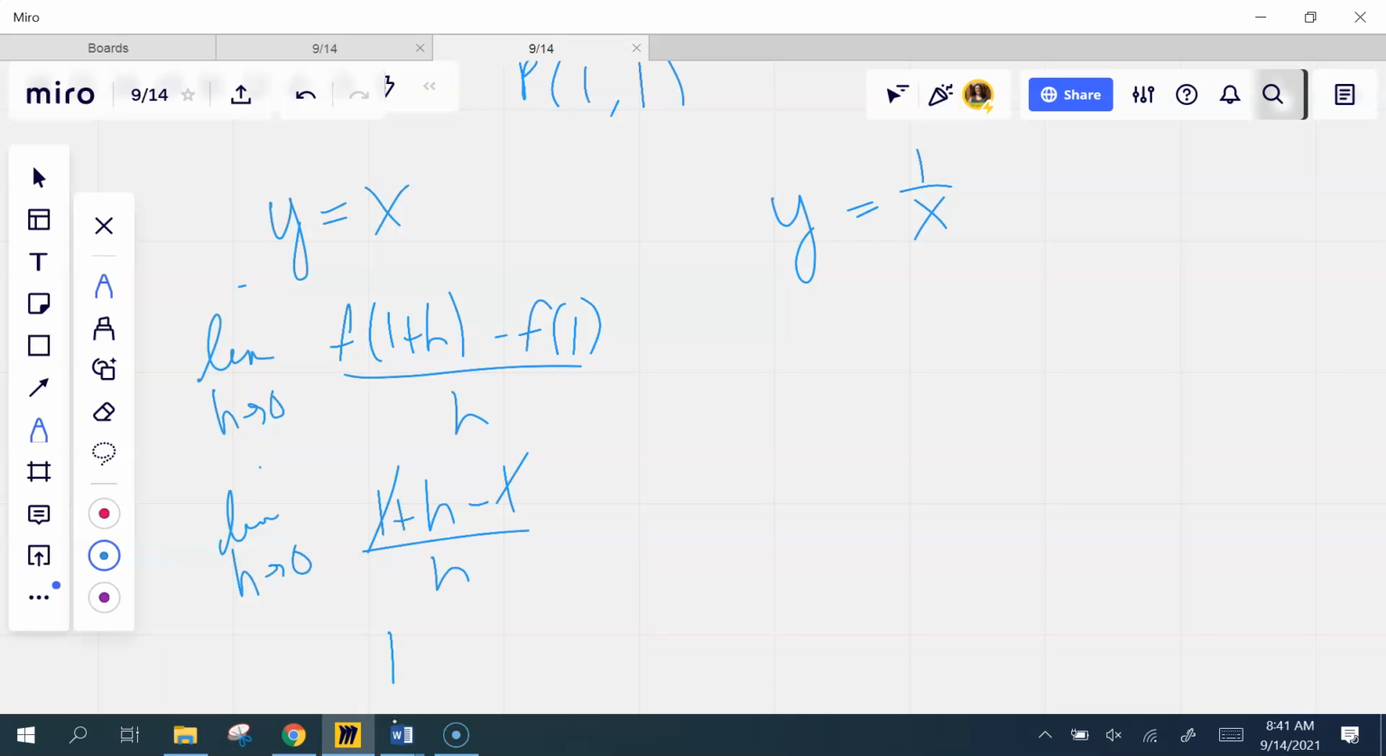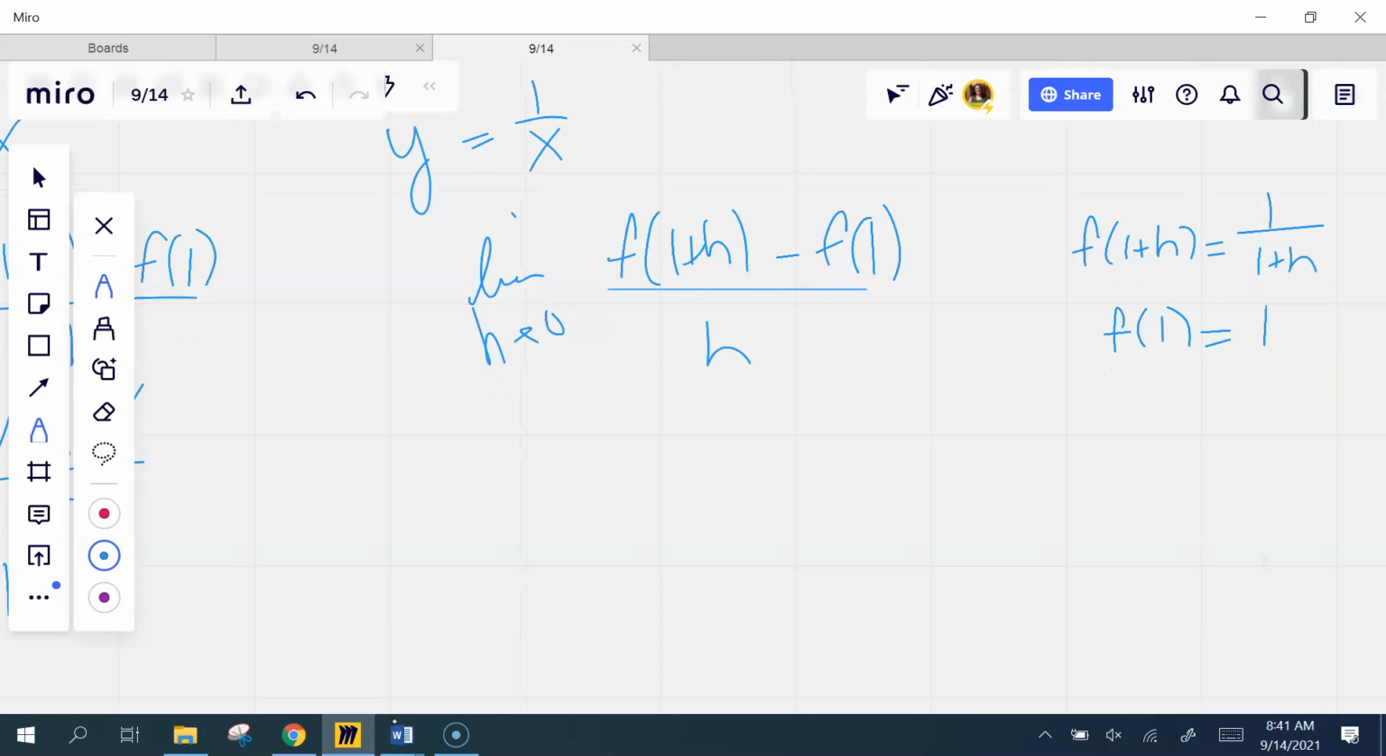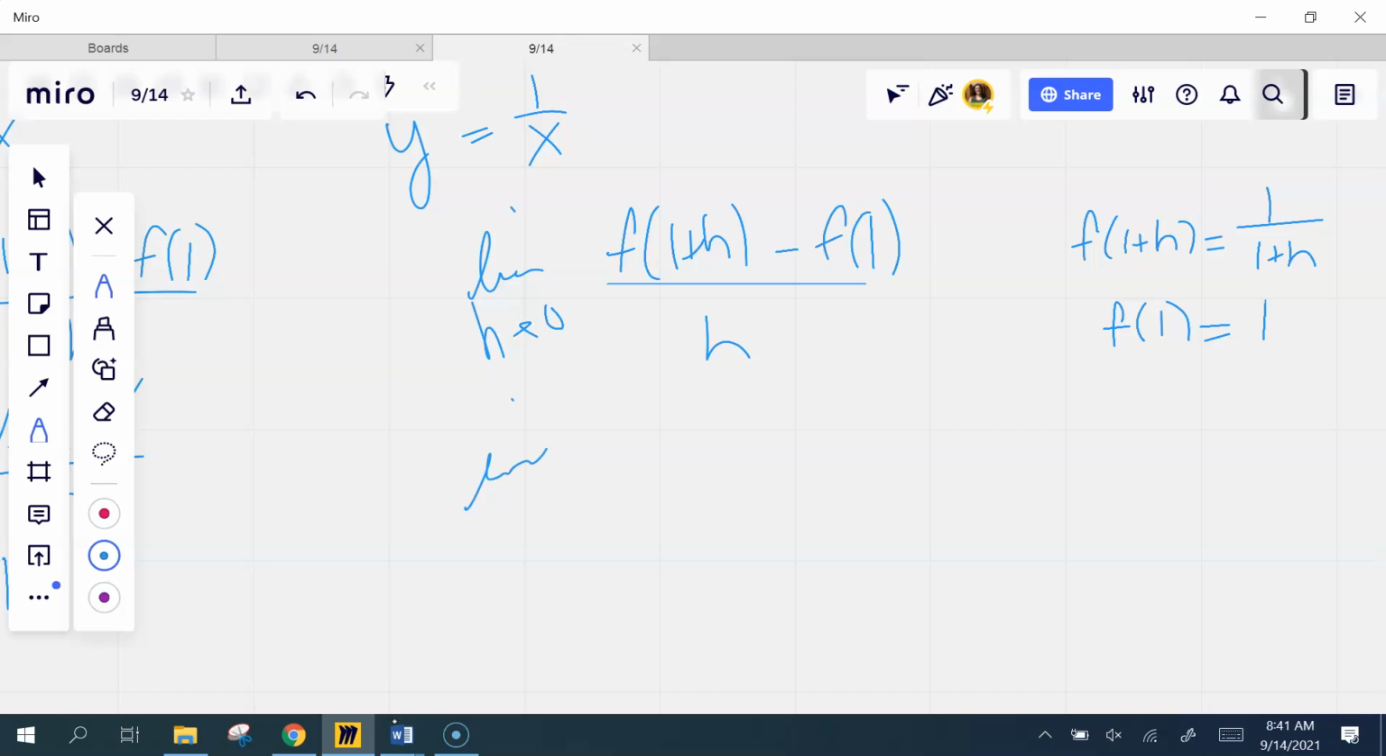But then 1 over x, so now here's the hard one. f of 1 plus h minus f of 1 over h. So f of 1 plus h is 1 over 1 plus h, yes? Say yes, because that's right. Yes, ma'am. Thank you. F of 1 is 1, so I have the limit as h goes to 0 of 1 over 1 plus h minus 1 over h. I'm going to make these have common denominators, so I'm going to do 1 plus h over 1 plus h.